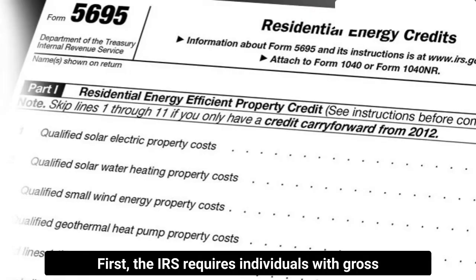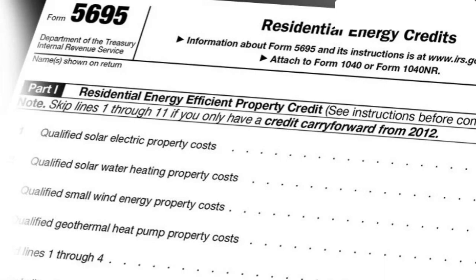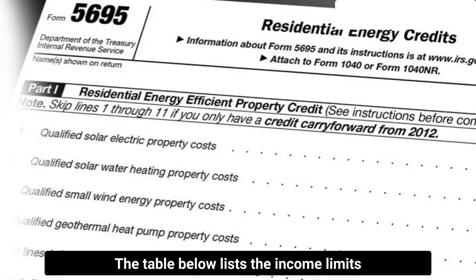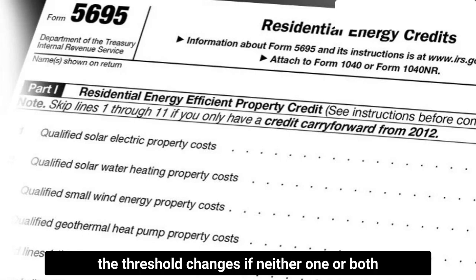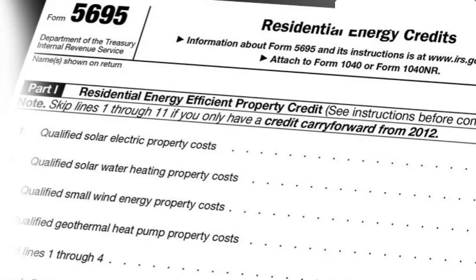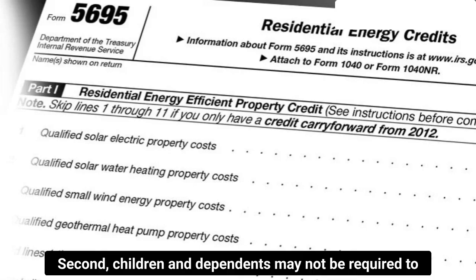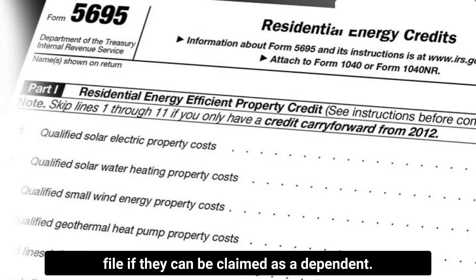First, the IRS requires individuals with gross income of certain levels to file taxes. This gross income threshold varies based on the individual's filing status and age. The table below lists the income limits for individuals under 65 years old. Older taxpayers will have higher thresholds, and the threshold changes if neither, one, or both individuals in a marriage are 65 or older.